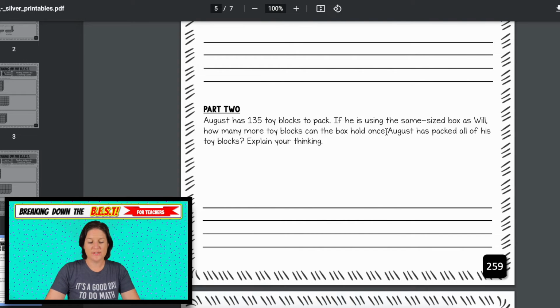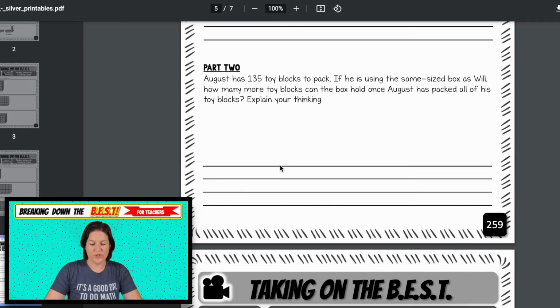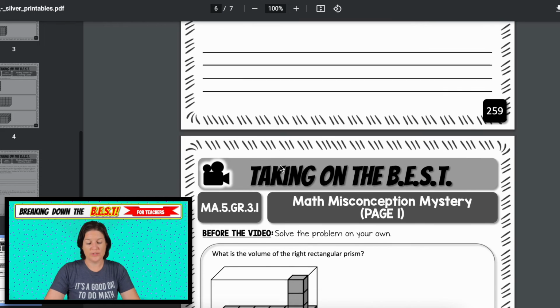If he uses the same size box as Will, how many more toy blocks can the box hold once August has packed all of his toy blocks in? So first they've got to figure out what the volume of the big box is, and then when they pack in their little blocks. So you can see that this requires more thinking with the student.